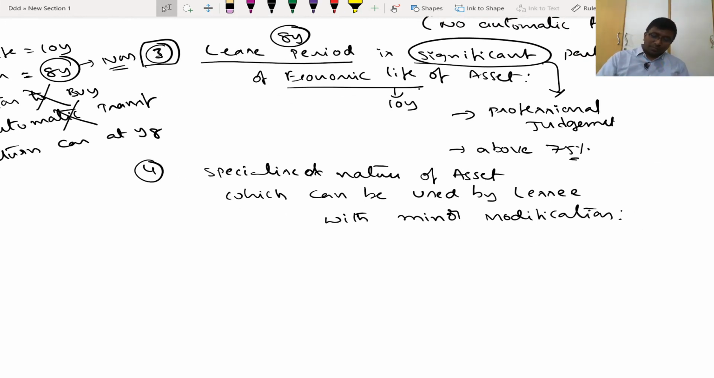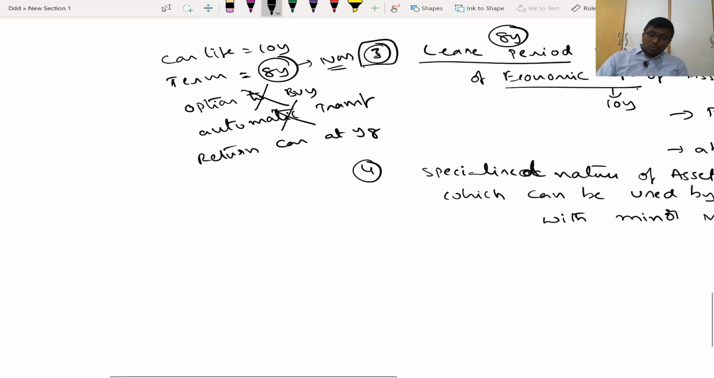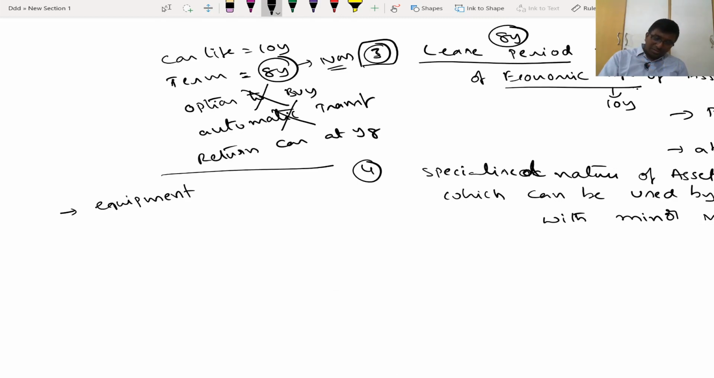Now listen carefully. It is a specialized nature of asset. Just think of it. See, you wanted some equipment. Your company requires some equipment. It may be an operation theater, something you need in a hospital, it could be anything. It can be some plant and machinery, one equipment. It is not general, it is customized.